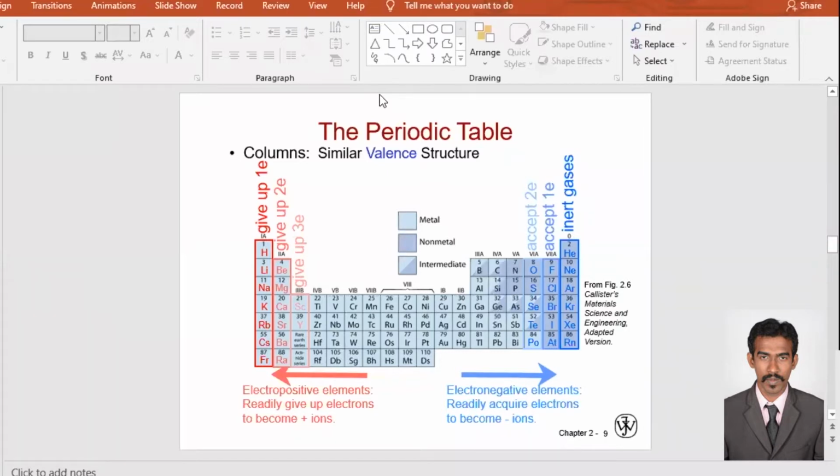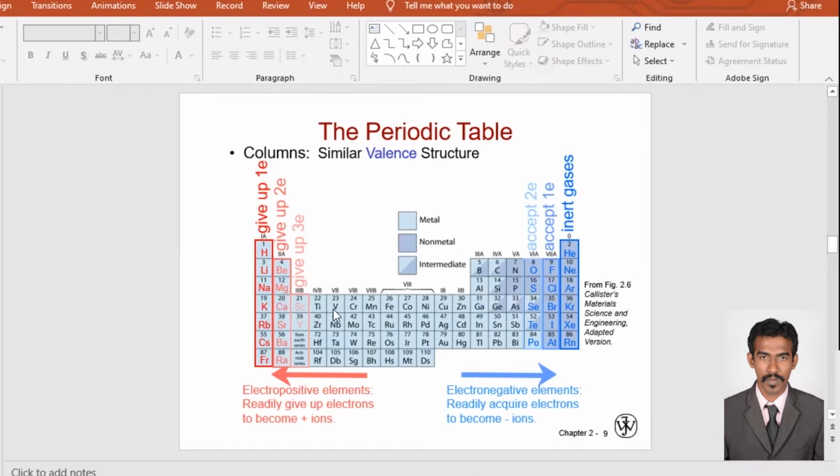This is the periodic table. Here we have the elements starting from hydrogen, helium, lithium, beryllium, boron, carbon, nitrogen, oxygen, fluorine, neon, then sodium, magnesium, aluminium, silicon, phosphorus, sulfur, chlorine, argon, then potassium, calcium, scandium, titanium, vanadium, chromium, manganese, ferric, that is iron, then cobalt, nickel, copper, zinc, gallium, germanium, arsenic, selenium, bromine, krypton.